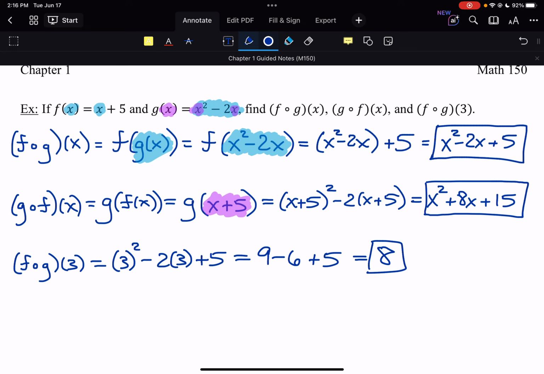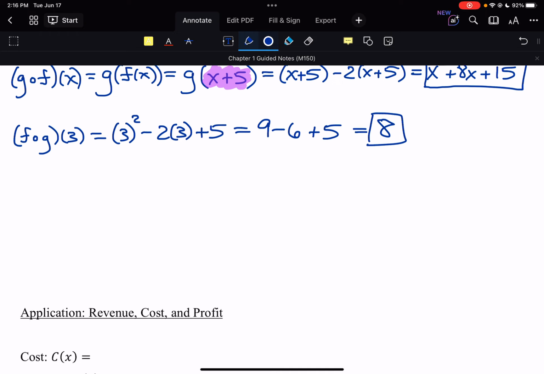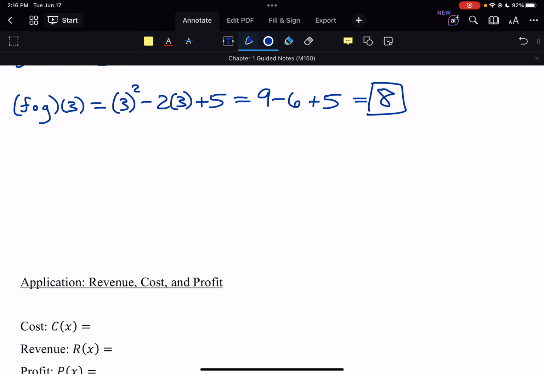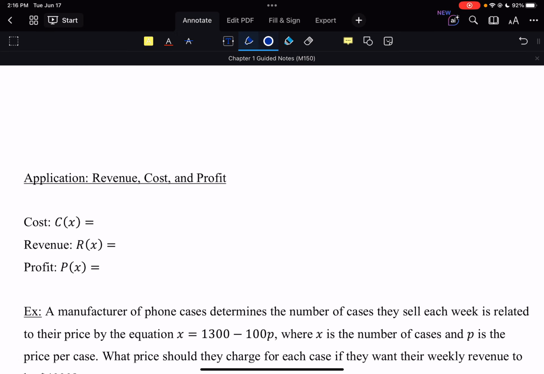All right. The last thing that we're going to look at in this section is a little bit of application that's going to come up periodically throughout the semester in the realm of business and economics, and that is revenue, cost, and profit. So we have some formulas, some relationships for these concepts, and we're going to be applying these to functions, and we're going to be working with them periodically as we develop more techniques.